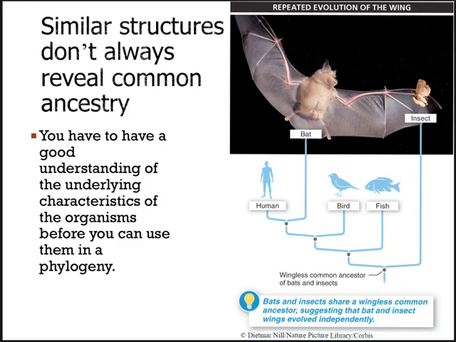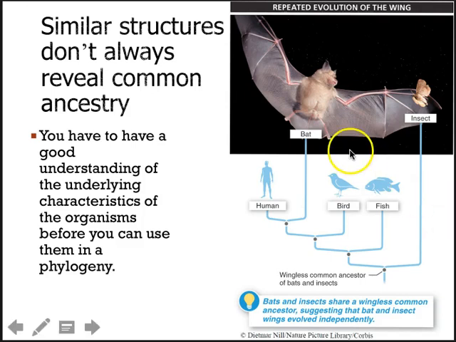Well, we're almost done with our lecture. We only have a few more slides left, about 5 left. And so just a few more concepts for you, like this one. There are some structures that you can use very easily in phylogenies, and there are some structures that you should avoid using in phylogenies. And that's because similar structures don't always reveal a common ancestor.